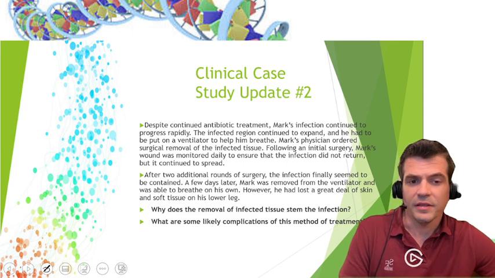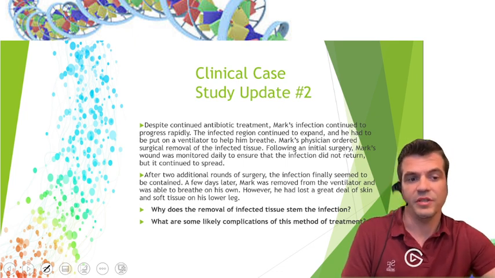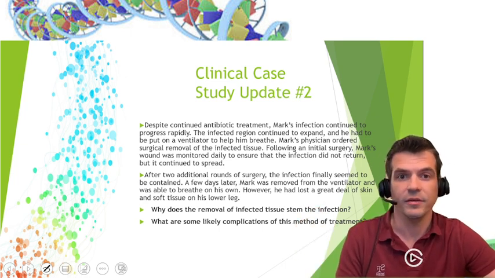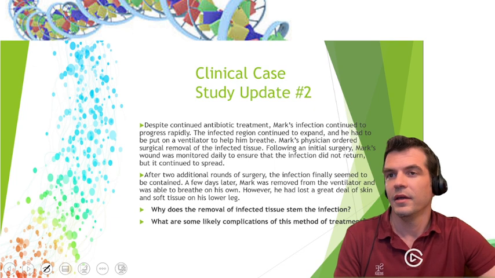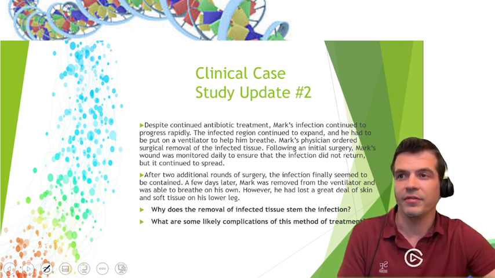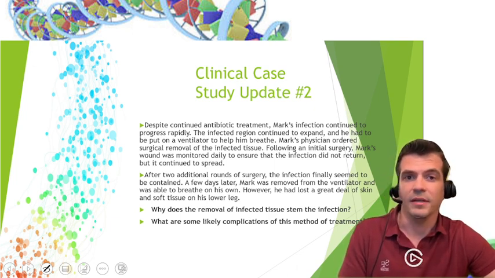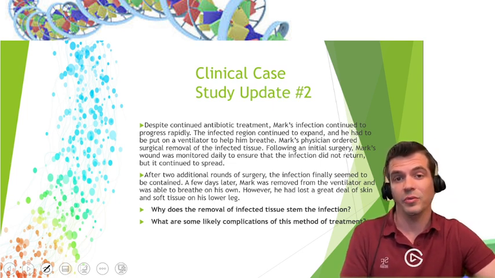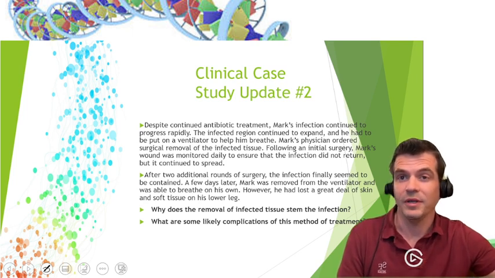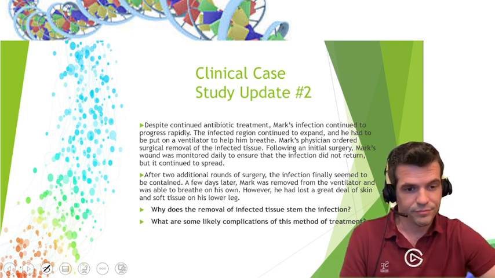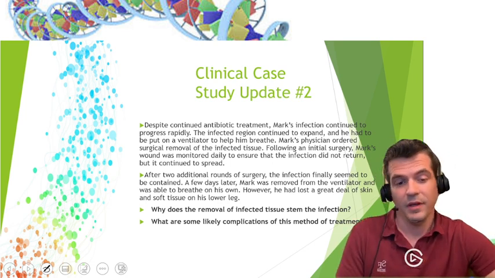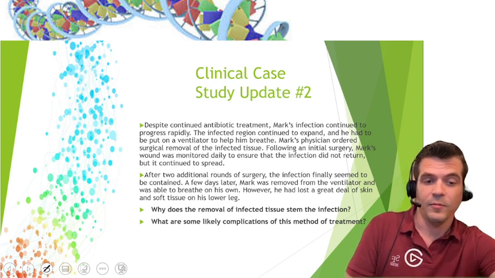All right, despite continued antibiotic treatment, the infection continued to progress, and they ordered surgery. Okay, they're going to debride all of his wound. After 2 more surgeries, it finally seemed to be contained, but they needed to gouge out his leg, right? They took a lot of skin away, they took a lot of muscle away, and so now he's got a partial leg. Okay, but he's alive, and it wasn't amputated. Okay, so there's that. What is the removal of the infected tissue from infection?